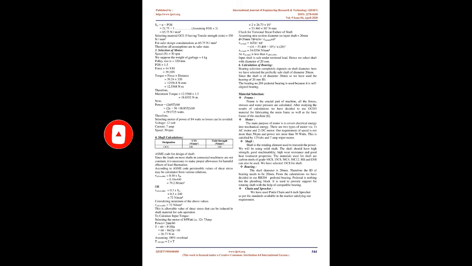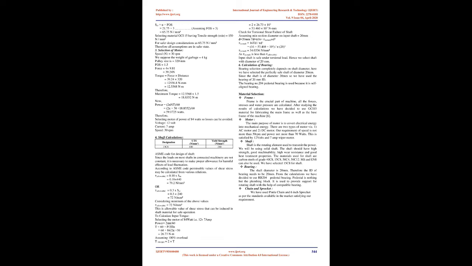According to ASME code, permissible values of shear stress may be calculated from various relations. As actual is less than allowable, the input shaft is safe under torsional load. Hence we select a shaft with diameter of 20 mm.